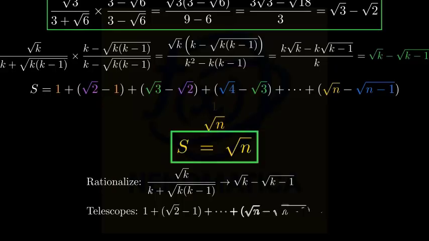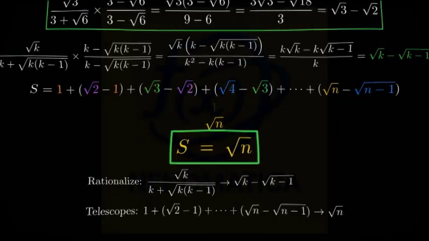Recap. Each fraction simplifies to square root of k minus square root of k minus 1 by multiplying with the conjugate. Those differences cancel in a chain, a classic telescoping pattern, leaving only square root of n. Try this technique on similar sums with nested radicals.